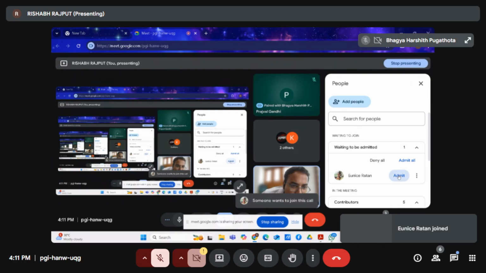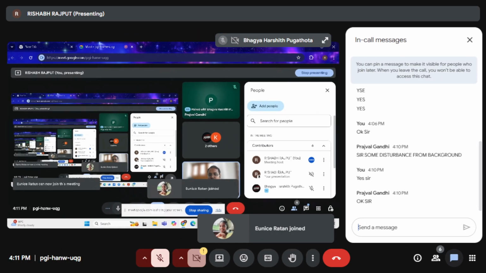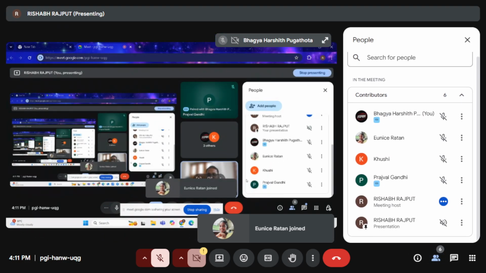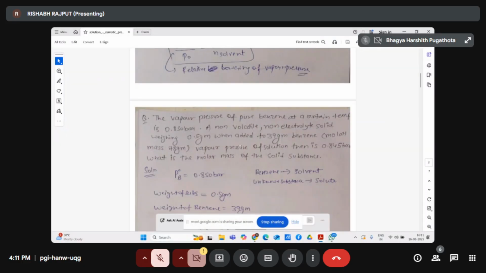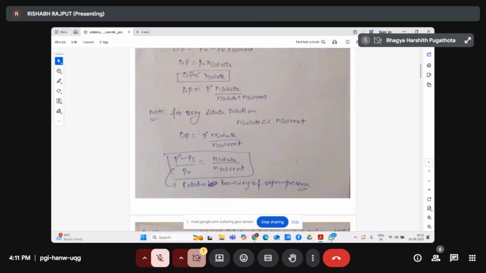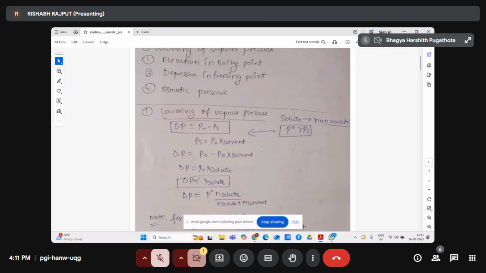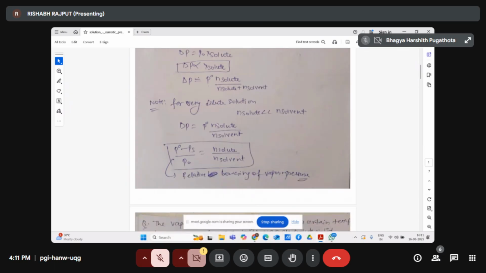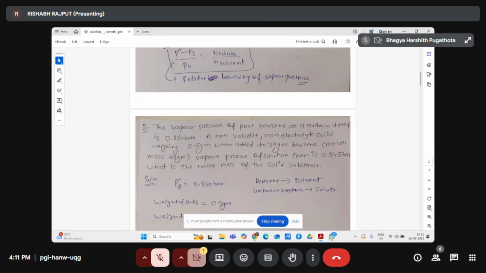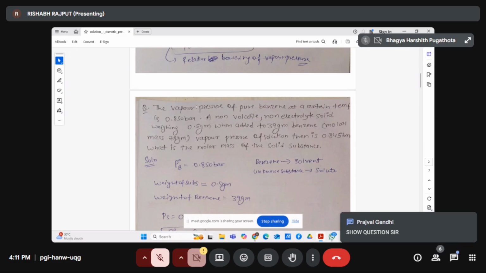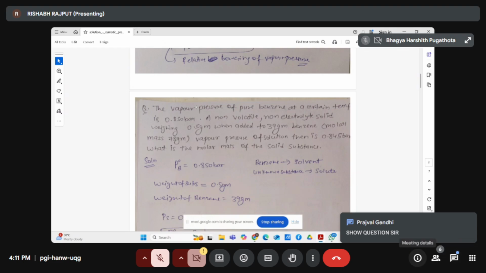Okay, please see. Now I am telling only about the colligative property, just lowering of vapor pressure, and I covered these topics in the last class. This is just revision. After revision, with this formula, the relative lowering of vapor pressure is equal to moles of solute upon moles of solvent. Can you try this question? This question fully depends on this formula. Please try once.